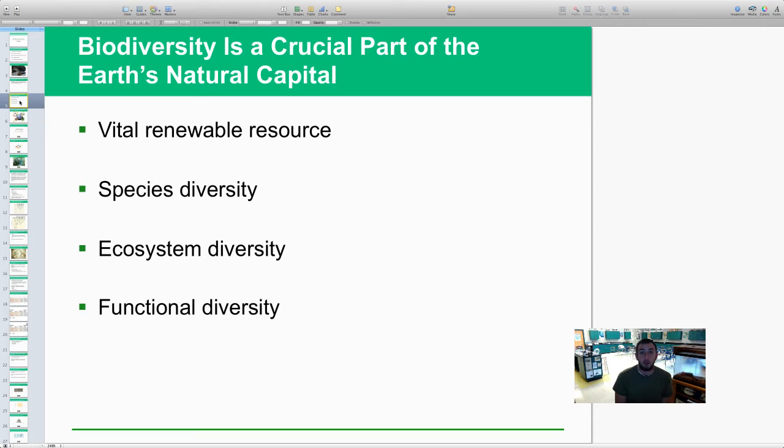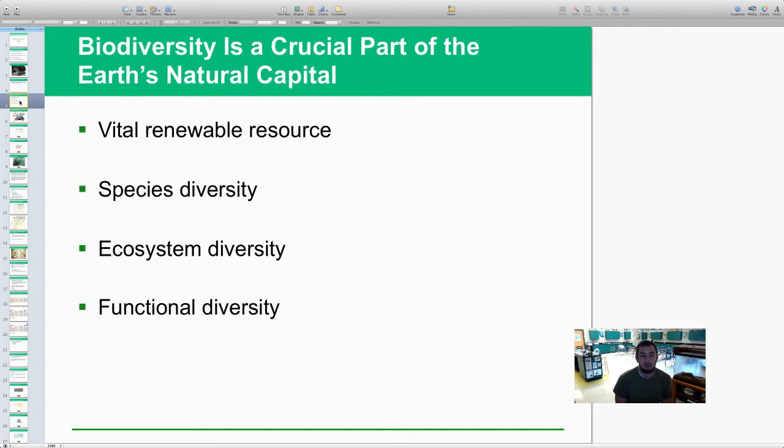Remember, we talk about the 4 core sustainable principles, and biodiversity is definitely one of those, in sustaining Earth's natural capital. It is a vital renewable resource. As long as populations stay intact and population sizes of different organisms are growing and well, then we have lots of different types of genetics and different organisms on the planet that give us that renewable resource.